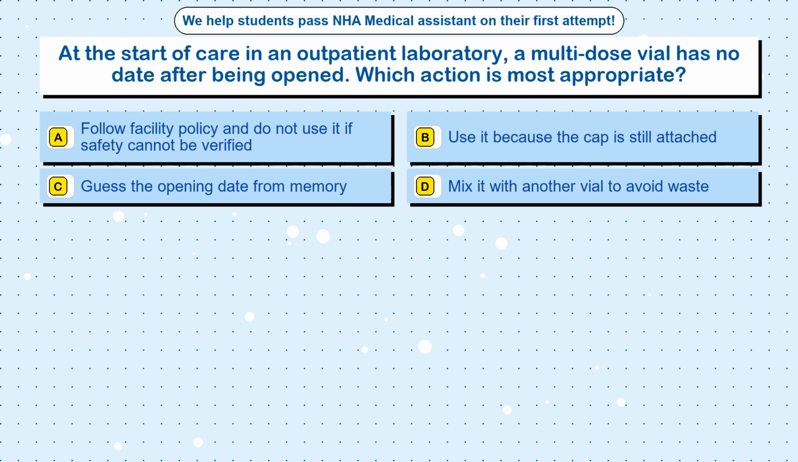Question 92. At the start of care in an outpatient laboratory, a multi-dose vial has no date after being opened. Which action is most appropriate? Option A, follow facility policy and do not use it if safety cannot be verified. Option B, use it because the cap is still attached. Option C, guess the opening date from memory. Option D, mix it with another vial to avoid waste.